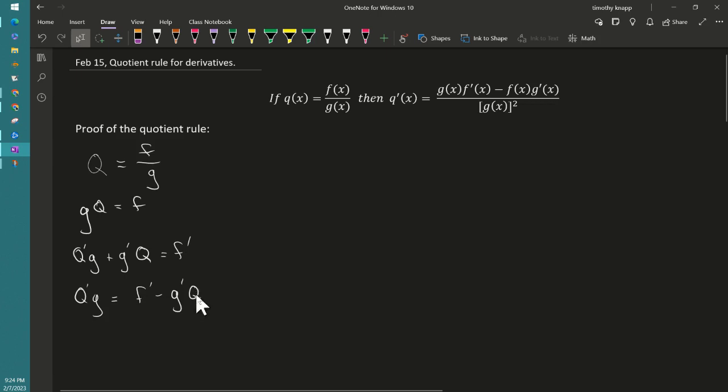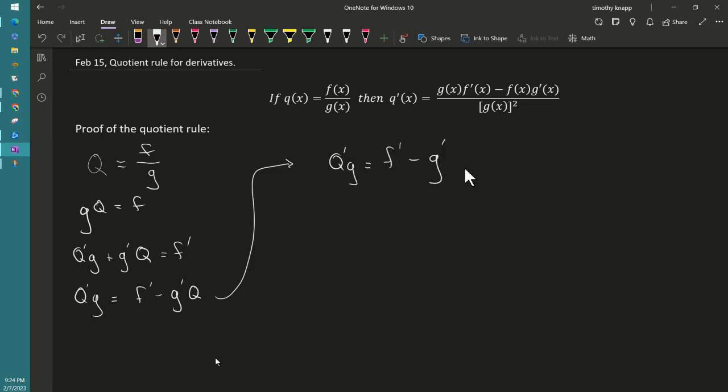And now, don't forget that q, by the way, is f over g. So I'm going to go ahead and replace it. So q prime g is f prime minus g prime times q. But remember, q is f over g, which is the original definition of q, the quotient of two functions. So q prime g is equal to f prime minus g prime f over g.